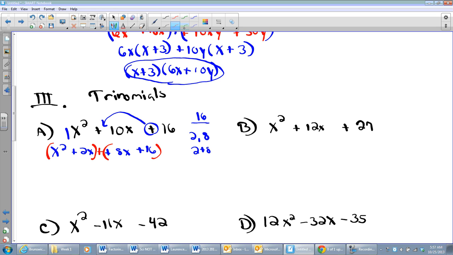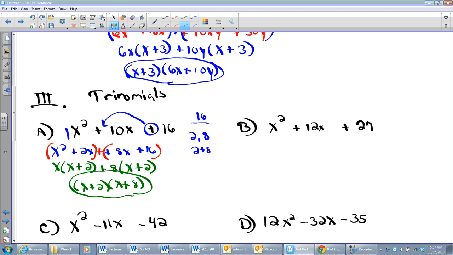All right, we're going to pull out a GCF. X times the quantity of x plus 2. Pull out an 8. Have x plus 2. Looks like an x plus 2 is common, and we'll be left with an x plus 8 in a quantity. And there we go. Yeah, I'm going through these pretty quick, but it should be review.